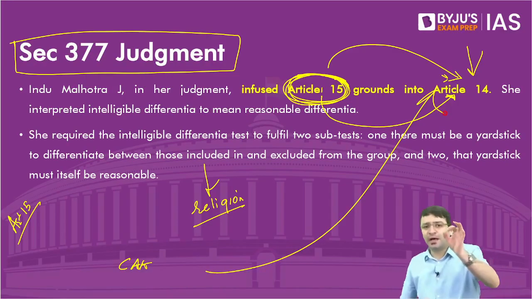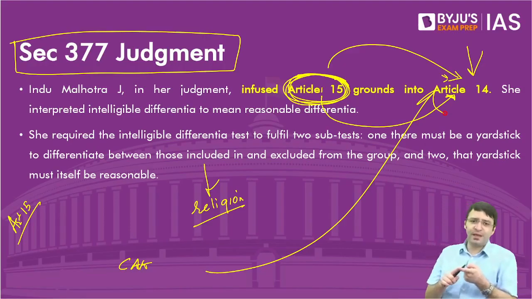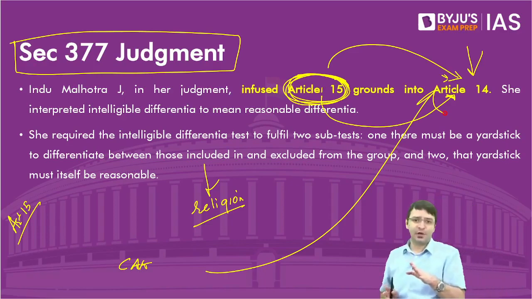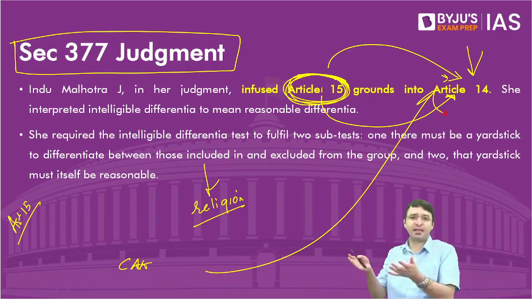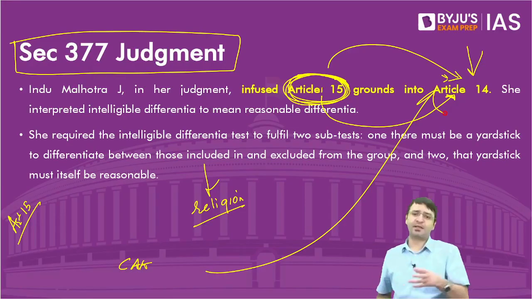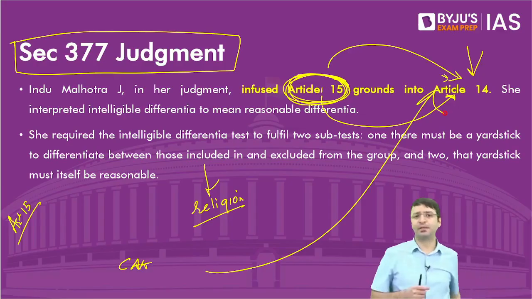So what are the arguments against CAA? Number one, when you make religion a qualification to become citizen, you are converting a secular state into a theocratic state or a religious state, which violates secularism. And secularism is part of the basic structure of the constitution. No law of the parliament can violate basic structure.